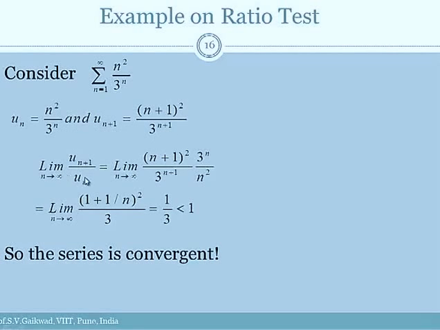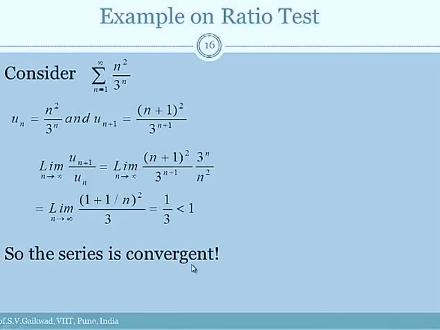And if you find the ratio, you are getting un plus 1 upon un, 3 raised to n cancels, 3 remaining in the denominator. Here divide by n square, here you are getting (1 plus 1 by n) raised to square, and as n tends to infinity, this term tends to 0, so the limit will be 1 by 3, which is less than 1, so the series is convergent.